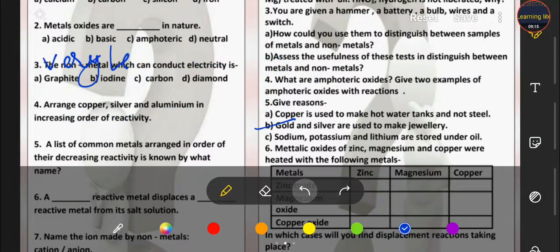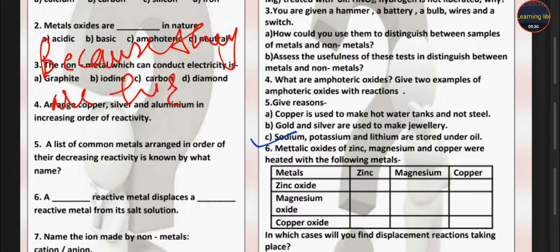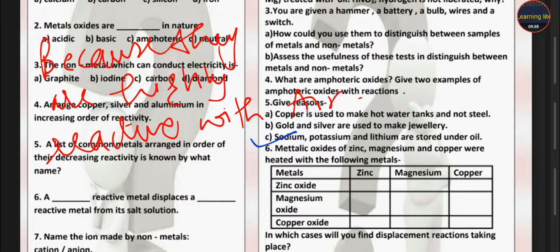Okay. Third question: sodium, potassium and lithium are stored under oil. Why do they store them under oil, student? Because they are highly reactive with moisture and air. Highly reactive with air plus moisture. So we store them in oil.